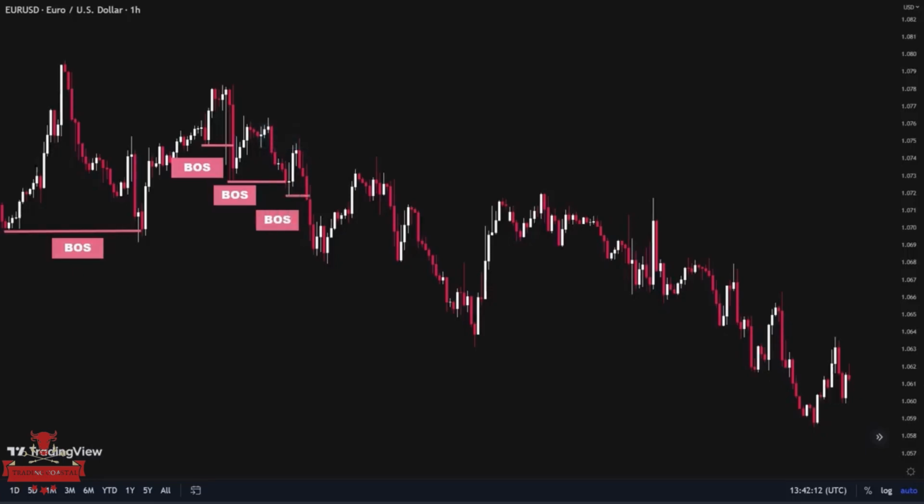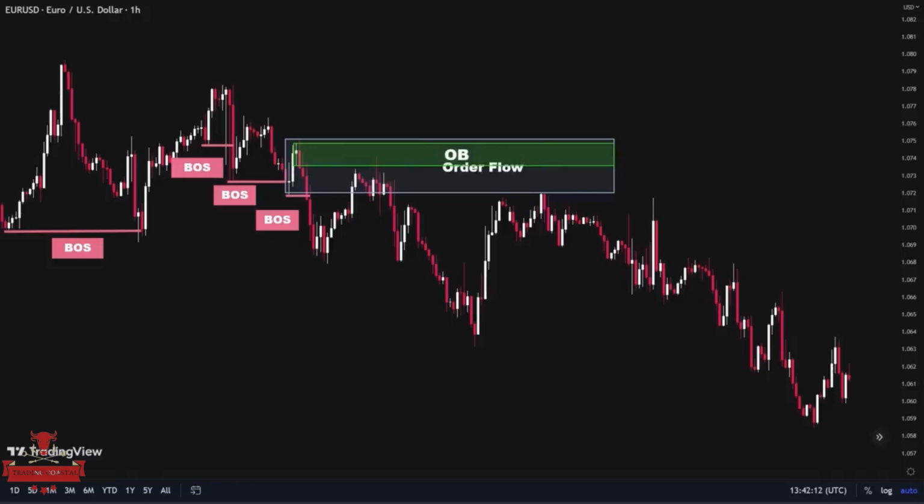Here, we have another break of structure, and this zone represents the last buying momentum before the price dropped to the downside, so we highlight it as the order flow. If we highlight this order block, we can see that price, after mitigating both the order block and the order flow, reversed and pushed to the downside.